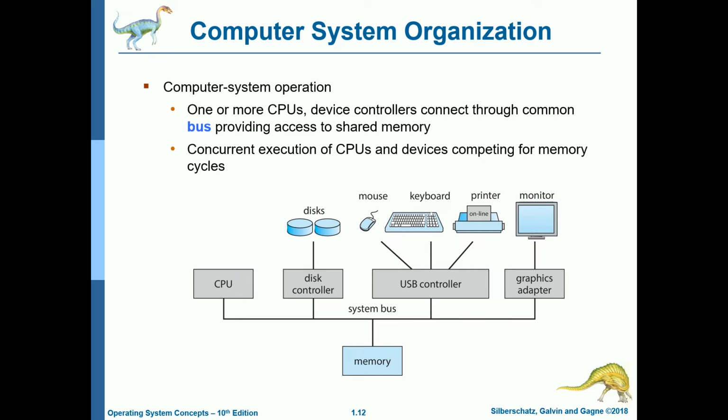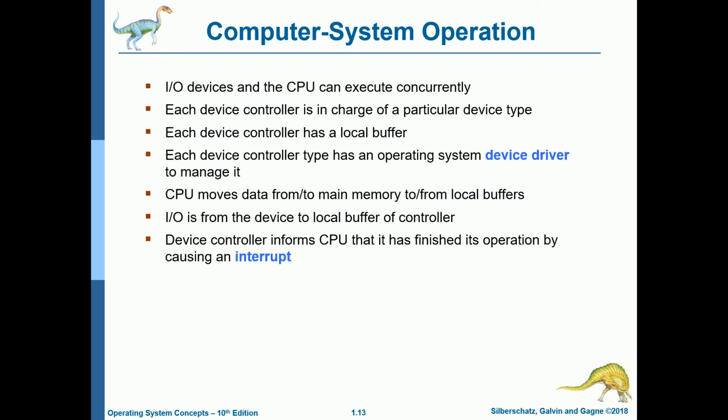This is how we can connect all of these various devices together, whether it be the central processing unit, various I/O devices and their controllers, and also the main memory, all move around the information using a bus. Now, input and output devices and the CPU run concurrently. So the way that you can think about that is each one of the I/O devices has a controller that's in charge of that device.